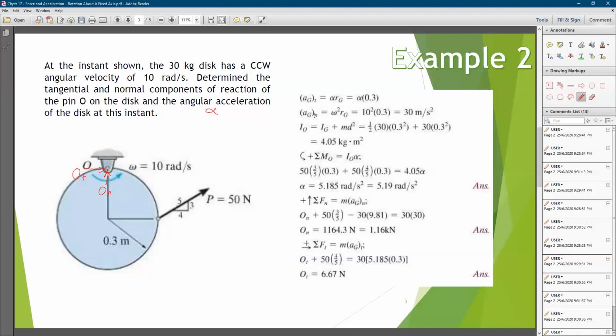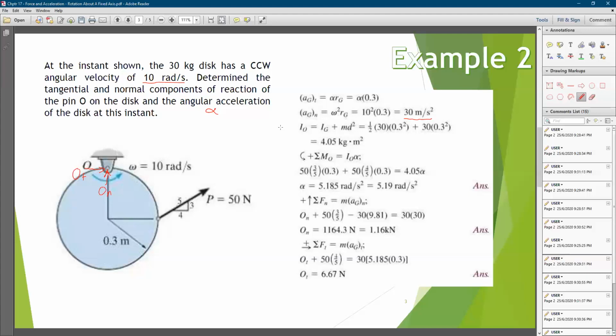The normal acceleration is equal to angular velocity squared times r_G. The angular velocity is given here, 10 radian per second. Then just plug in all the values, and we get the normal acceleration.